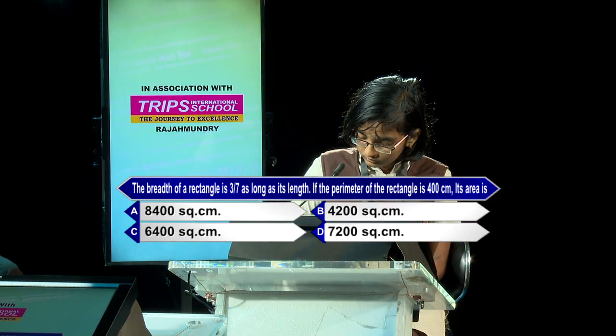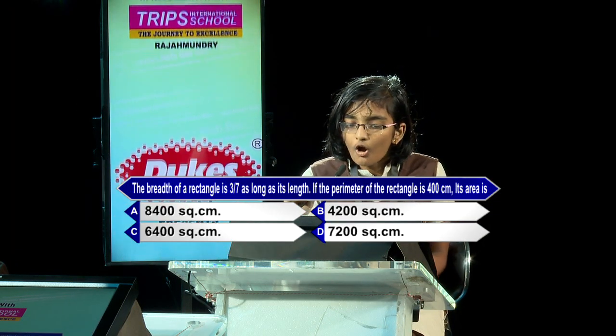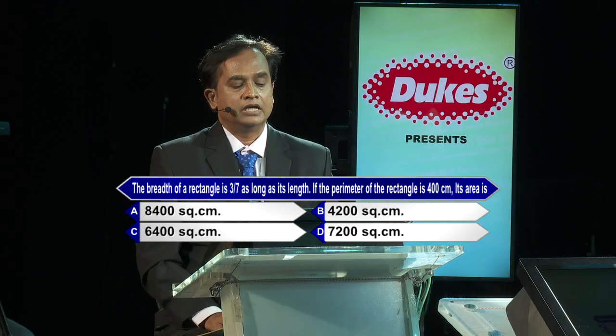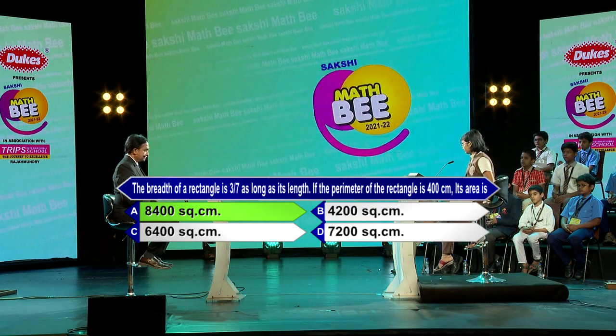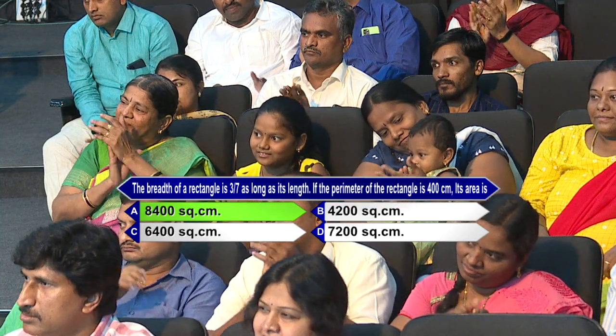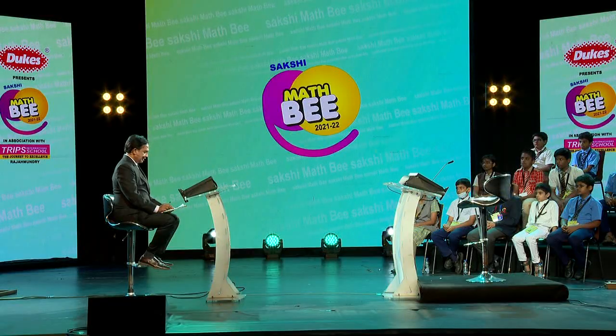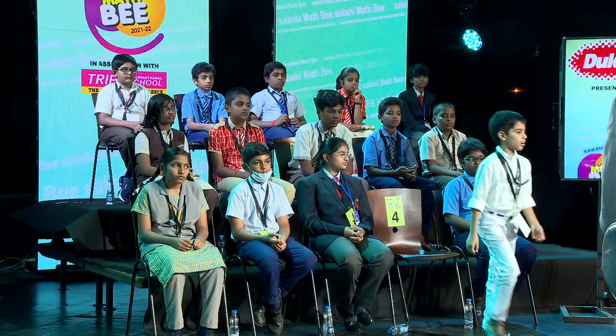Option A, 8400. Kindly lock option A, 8400 square centimeters. Brilliant. 8400 square centimeters is the correct answer. Can I have N. Satvik from Murli Upper Primary School, Kadapa?